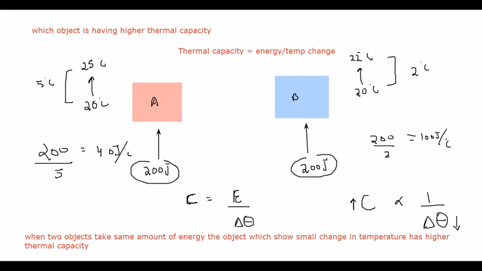Thermal capacity and heat capacity have the same meaning. Sometimes in a question they ask you to find thermal capacity, or sometimes they say find heat capacity. So you will use the same equation, which is: heat capacity or thermal capacity is energy divided by temperature change. Then the second quantity, which is similar to this, is called specific heat capacity.